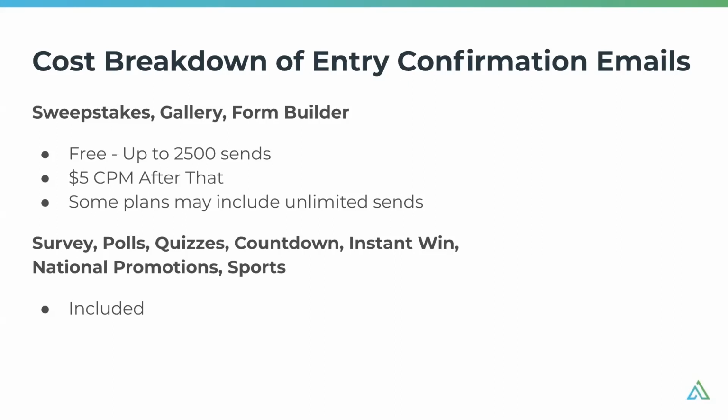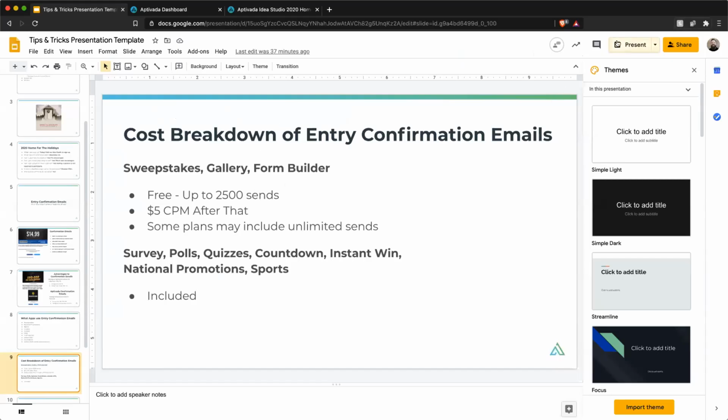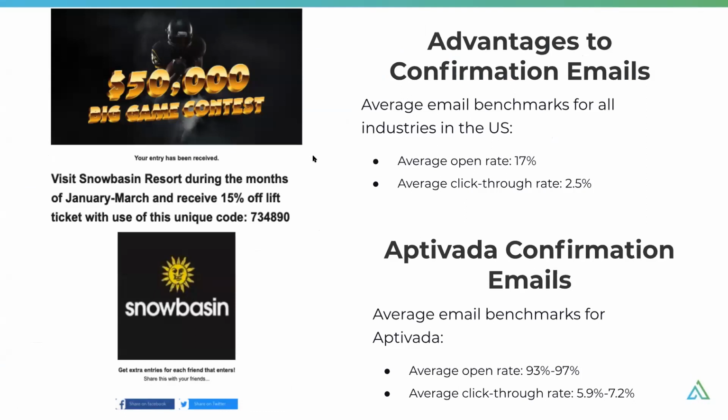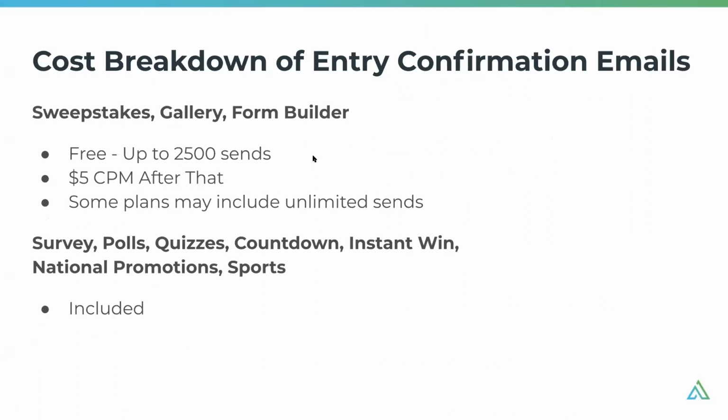So with surveys, polls, quizzes, countdown, instant win, national promotions, and our sports, the fee is waived or it's included with those. So I guess I should have used the word waived rather than included, but it is part of those individual apps and promotions there. So keep that in mind. Sorry, my presentation is going everywhere. So hopefully that answers the questions as far as what it could cost to send.